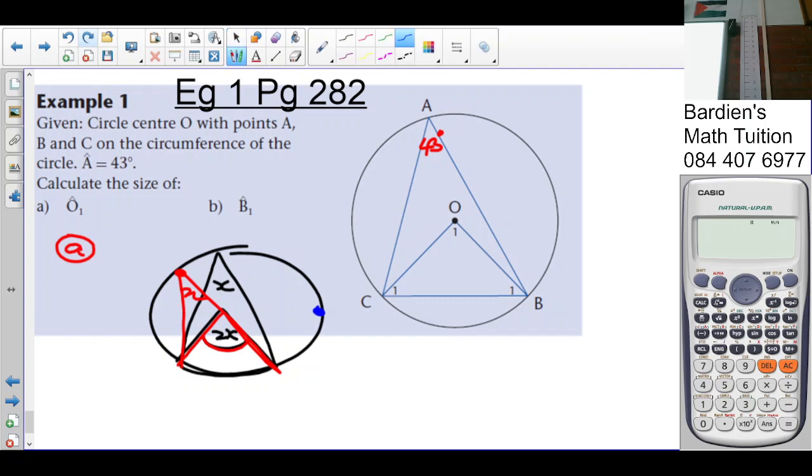Which means to say that angle at center is still twice the angle at circumference. There's 2x and there's x. That's all I'm showing you at this point.